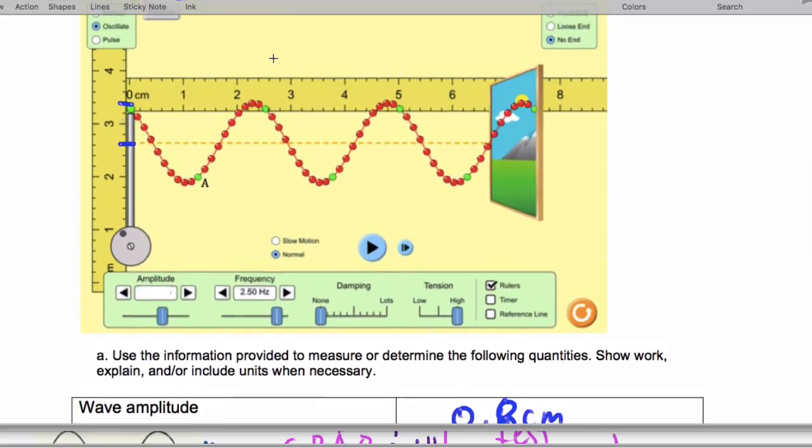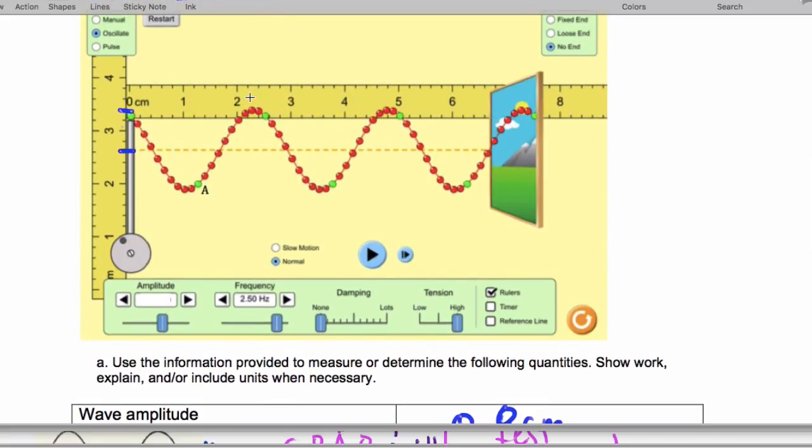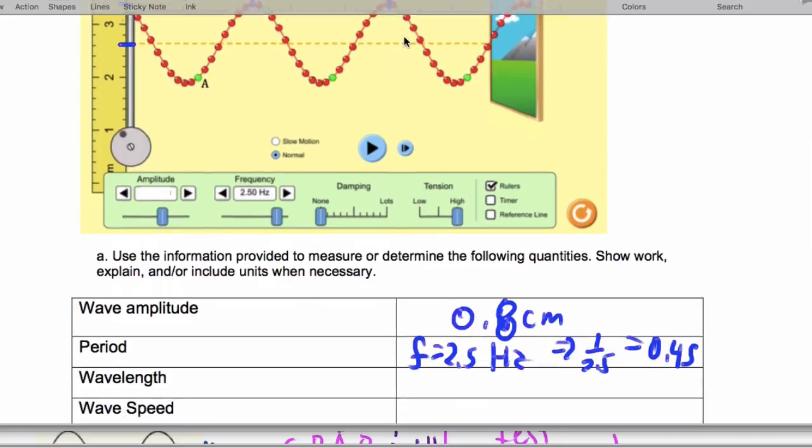The wavelength can be measured from crest to crest, like that. And let me just try to line that up here. So I'm going from 0 centimeters out to about 2.5. Perfect. So the crest to crest distance is about 2.5.